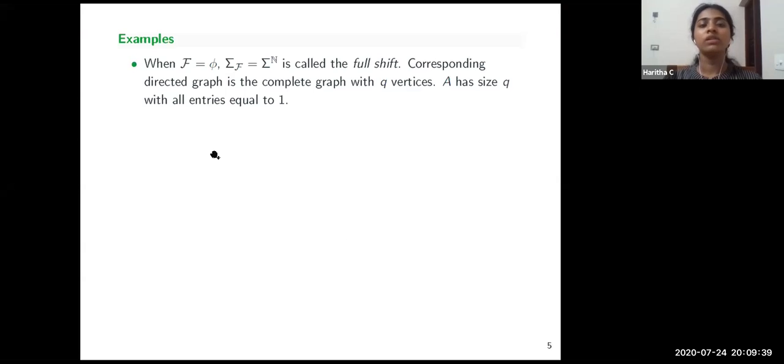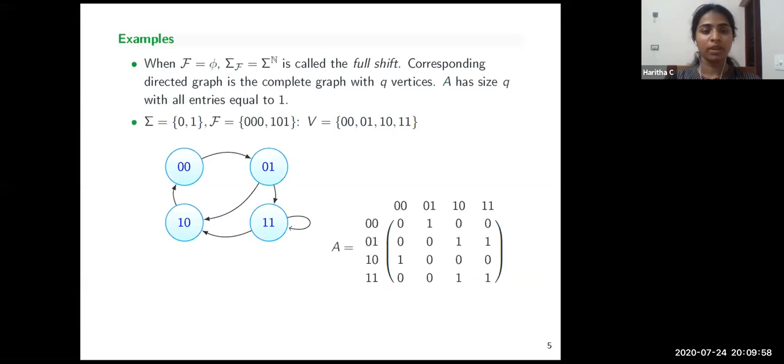Let's see an example. We consider the empty set to be the forbidden collection. Then all possible collections are allowed, and it's called the full shift. The corresponding directed graph is the complete graph with q vertices, and A has size q with all entries equal to 1. The next example is with the symbol set 0, 1, and the forbidden collection here is this. Here p is 3, hence vertices will be indexed by all possible words of length 2, and the associated directed graph is given as this, and the adjacency matrix is this.